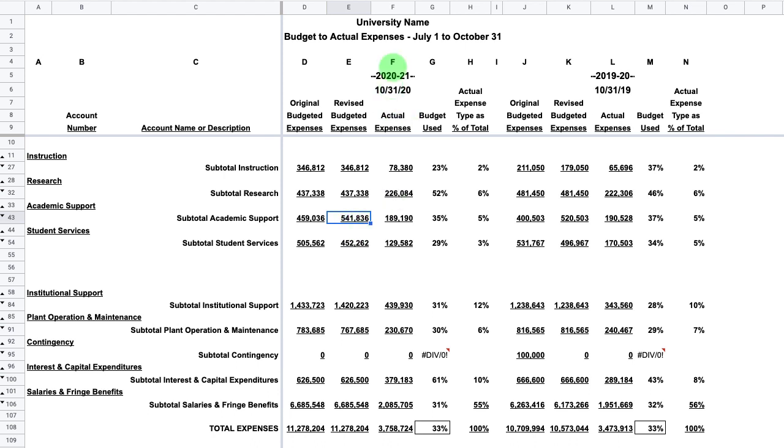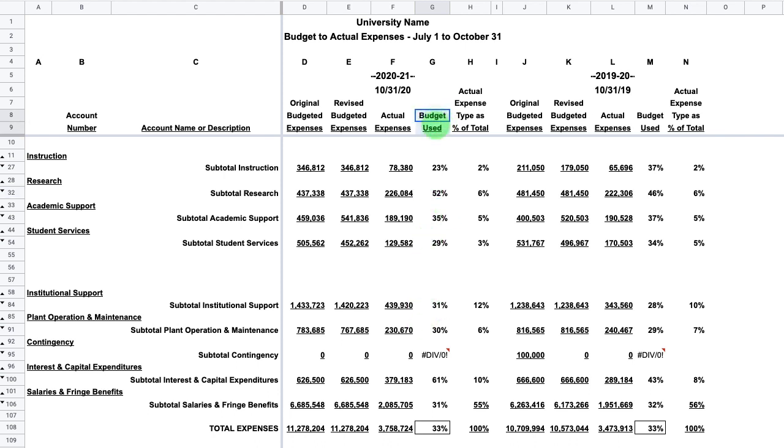Now under the F column, we see the actual expenses as of October 31st. If we look at the first row here, under instruction, the actual expenses were recorded as $78,000 against a budget of $346,000. That is a 23% consumption of the budget. Here we have under research, $226,000 against the budget. And so we've used 52% of the budget at this time of year, and so forth and so on.